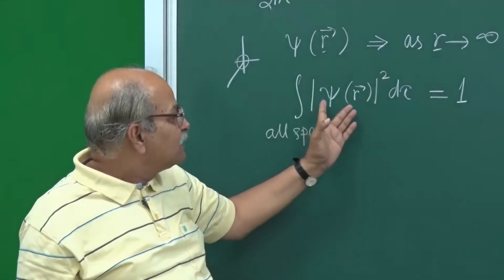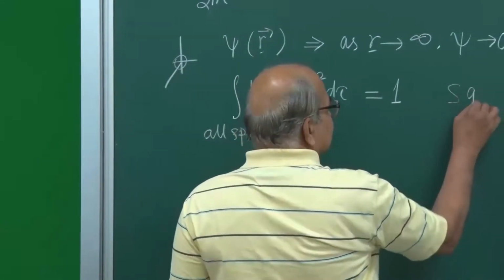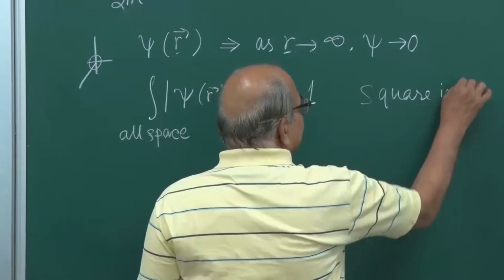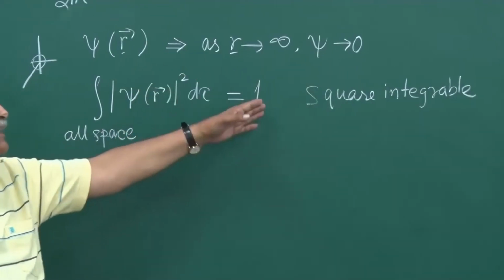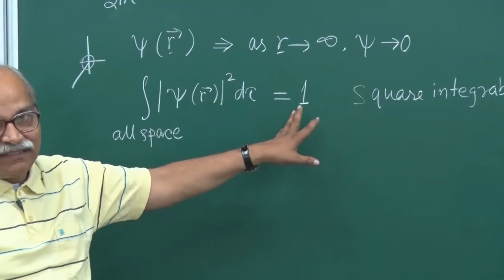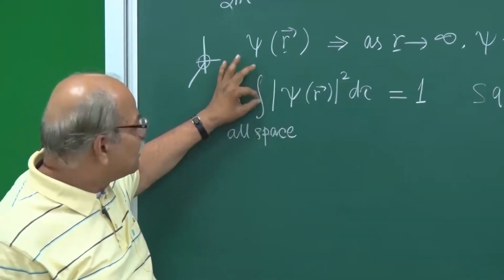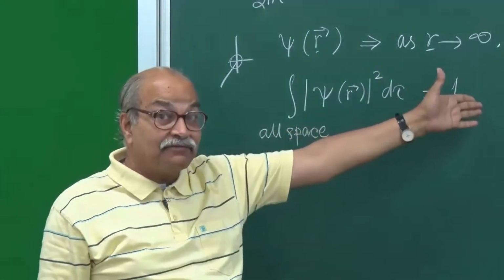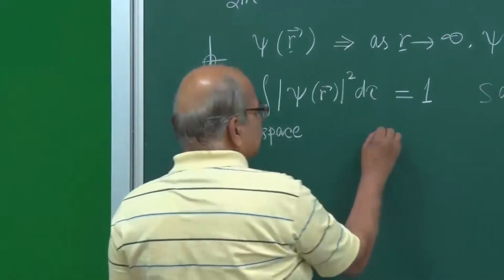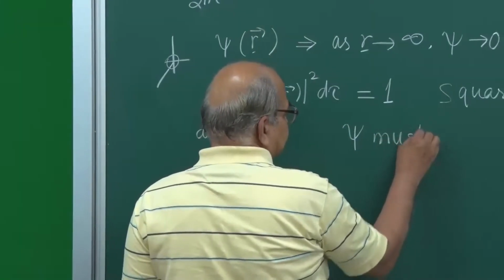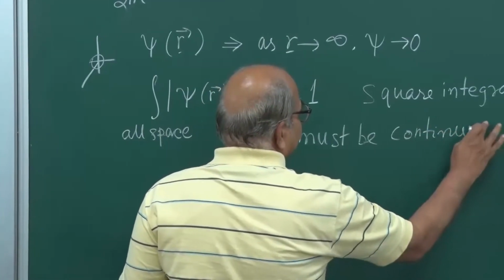So, we say that this wave function should be square integrable. That means if you do mod square and integrate, you get a finite quantity. If that finite quantity is 1, it is fine, otherwise we will just scale it, we will put some constant here and make it 1, but it should have a finite value, it should not be infinity. So, these are some of the things. Of course, psi must be continuous. So, these are some conditions that this wave function has to follow.